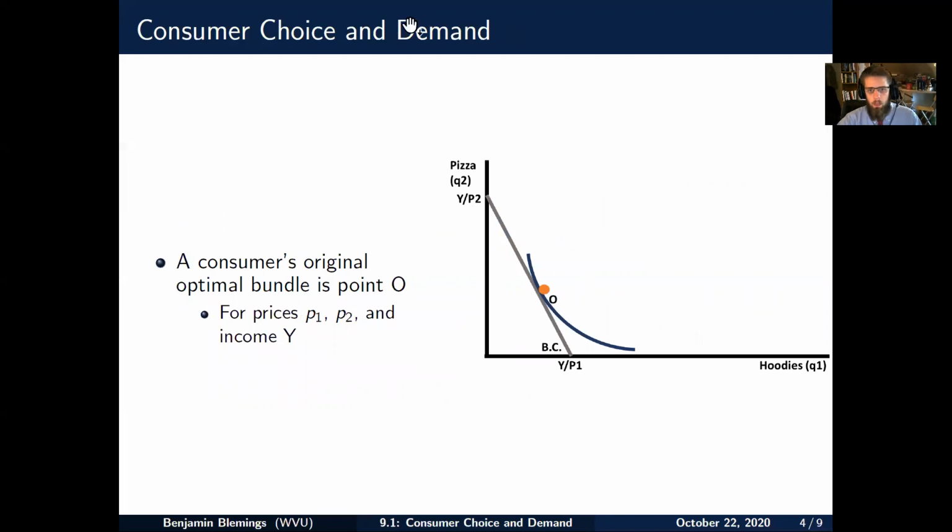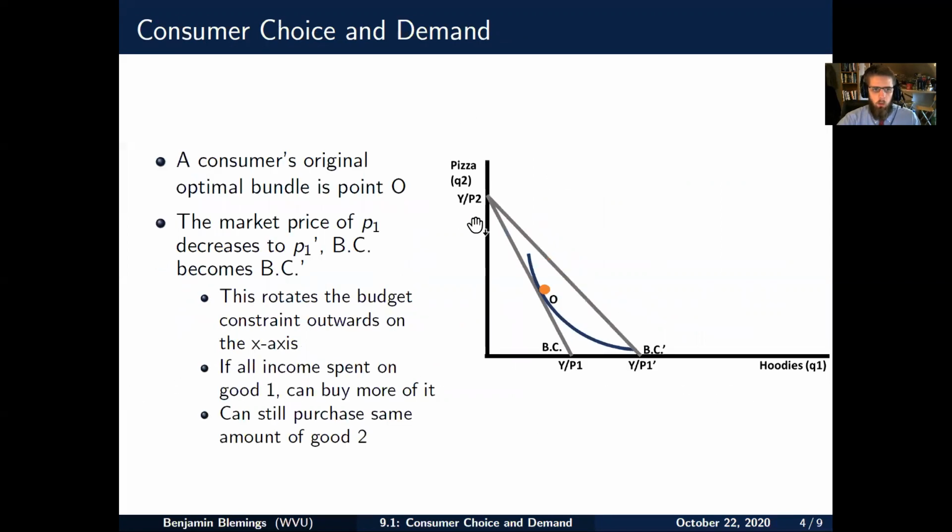And so I want to show you the most important result that we'll see in these slides. A consumer's original optimal bundle is this point O for P1, P2, and Y. You can see all these things are on the graph here, and we're going to do pizza and hoodies. We want to know, when the budget constraint rotates out so we can afford more bundles of goods, what happens to our optimal decision and how can we interpret that?